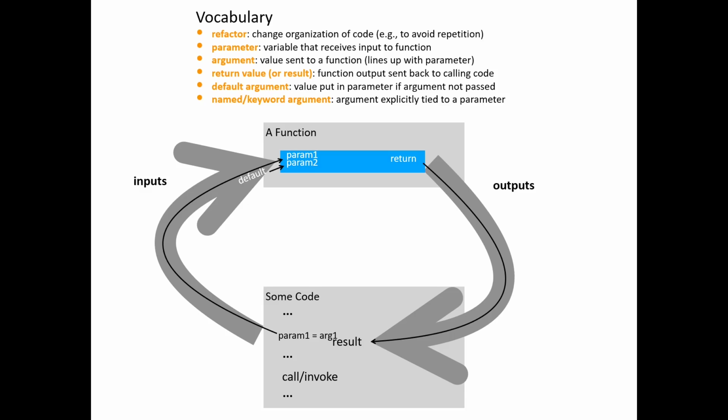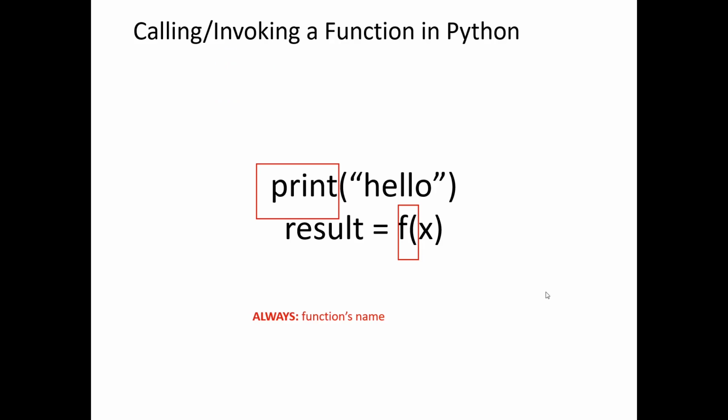We can also have something known as named or keyword arguments, and we'll see an example of this in just a moment when we talk about printing. In this case, we can say that param1 equals something, very specifically using the name that the function uses on the inside, and give it a value, in this case arg1, and then that gets put into the correct spot. All right, so just a little bit about calling and invoking functions.